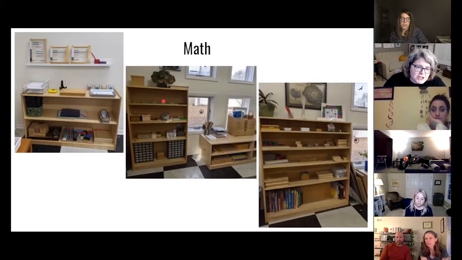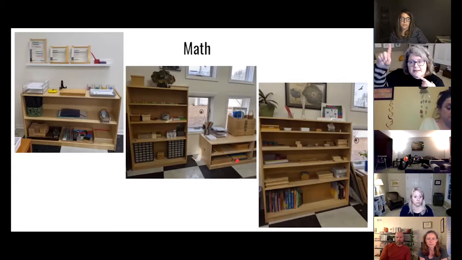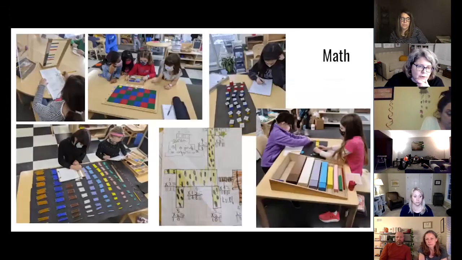So we've got fractions, we've got binomial and trinomial cubes, we've got all kinds of stuff for squaring and cubing. One thing I didn't get a picture of was the bead cabinet with the chains, but we have those as well. And so, there's just a ton of math going on. Here's a few examples. Here we have a first grader working with the bead frame and a group of first graders doing long multiplication on the checkerboard. So that's a material that will be introduced in the elementary.